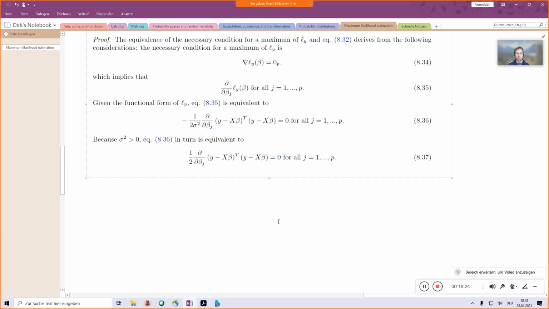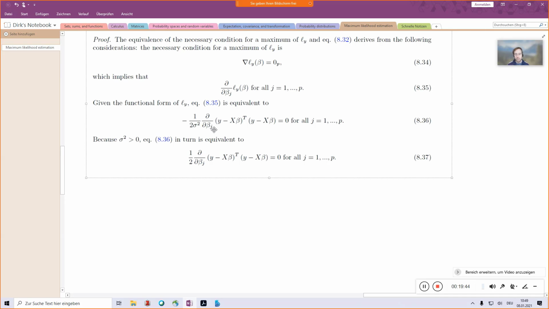Maybe I should have typed it out. After all, it should say partial. So the partial derivative of ly with respect to beta j equals 0 for all j from 1 to p. I will put that into the script.